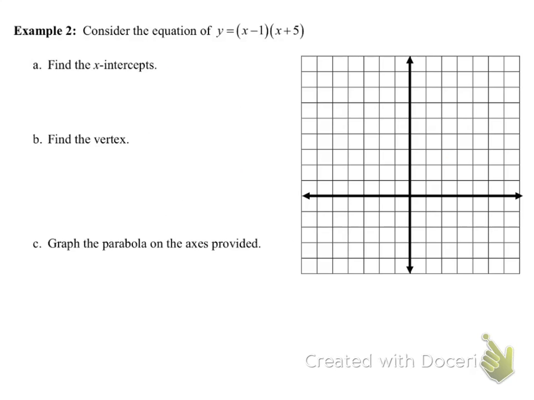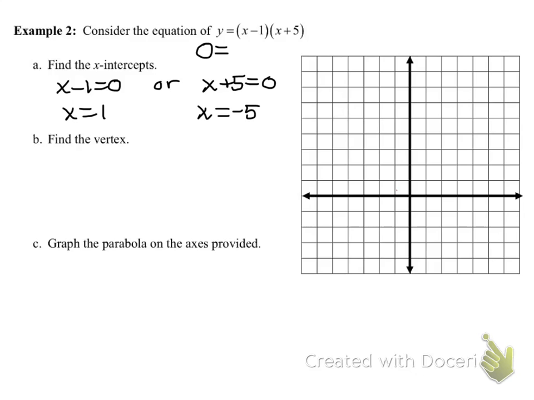So now let's look at example 2. It says, consider the equation y equals x minus 1 times x plus 5. We want to find the x-intercepts. So in other words, what we want to do is figure out when y is equal to 0. Well, if this is equal to 0, then we set each factor equal to 0: x minus 1 equals 0, or x plus 5 equals 0. This gives me x equals 1, and the other equation gives me x equals negative 5. So those are my two x-intercepts on my graph.